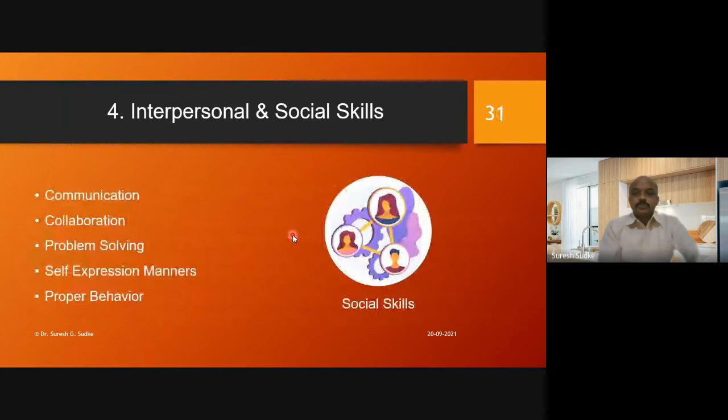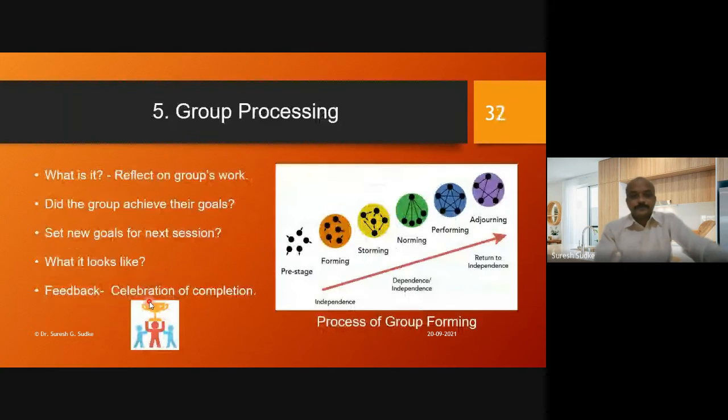So how are these social skills developed in our students? Our students should communicate properly, they should collaborate in a group, they should have problem solving ability, they should have a self-expression manner, and they should have proper behavior. And these are the five very important things to develop social skills.